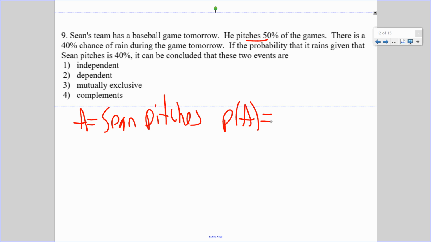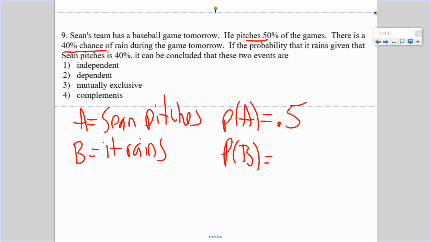You can leave it as 50, or you can make it into a decimal. It doesn't really matter for probability. I'll just make it into a decimal, so we're probably more comfortable doing that. There's a 40% chance of rain. So let's let B be it rains. If the probability that it rains given that Sean pitches: the condition is that Sean pitches, the condition is A. So it's saying that the probability of B given A is 0.4.